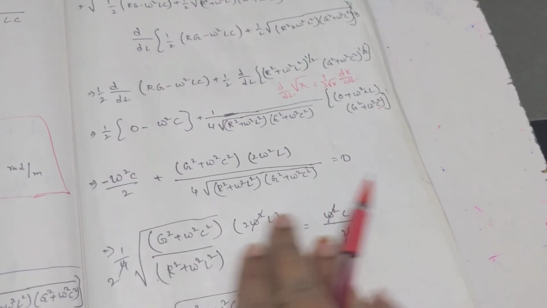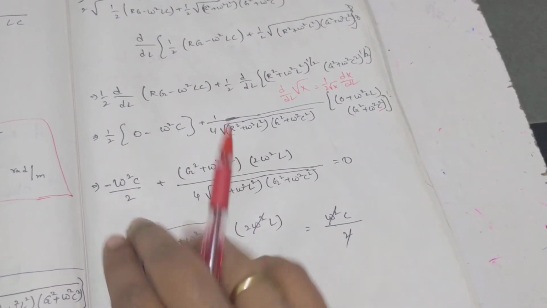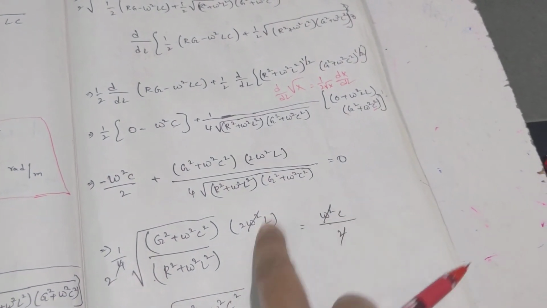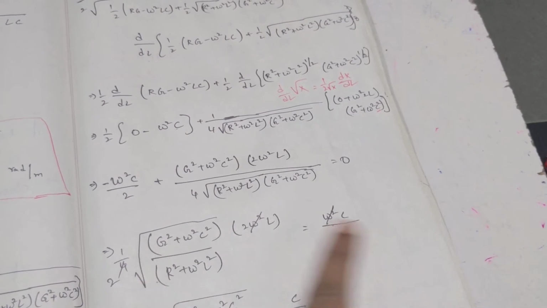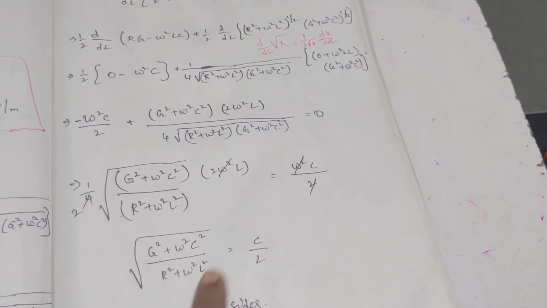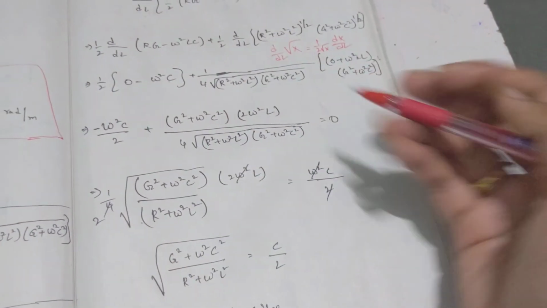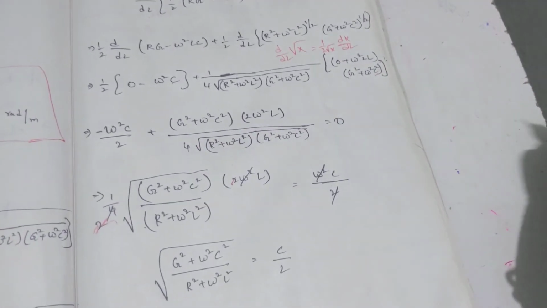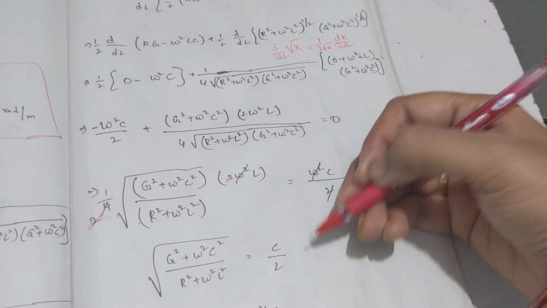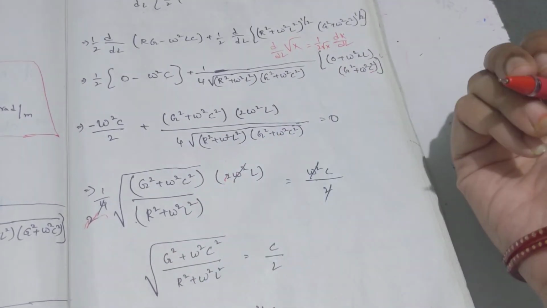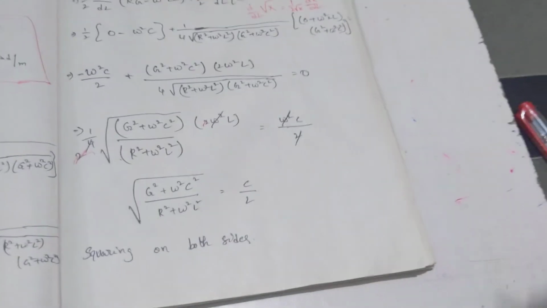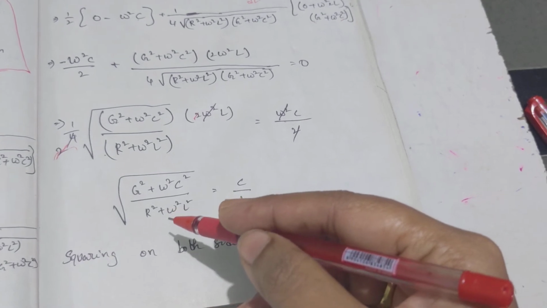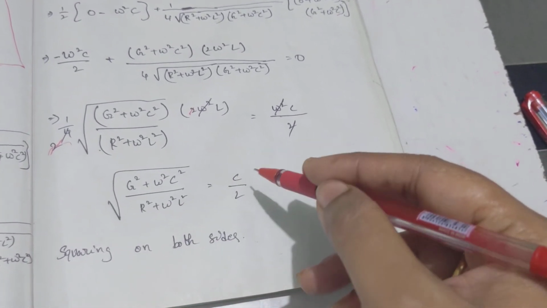So this equals 0. Now I take this term to the right hand side. The common terms, omega square, cancel, and the 4 and 2 in the denominator also cancel. The remaining terms give C divided by L. Here I have the square root on the left hand side, so squaring on both sides, it will be g square plus omega square C square divided by r square plus omega square L square equals C square by L square.